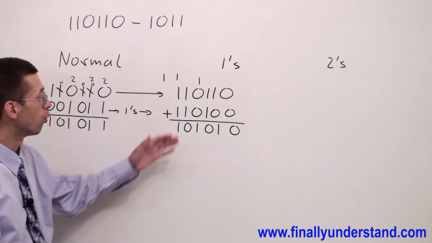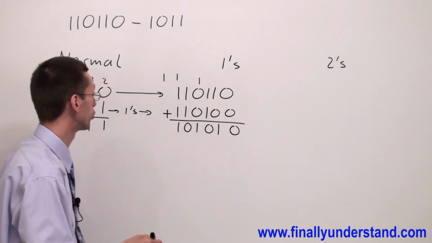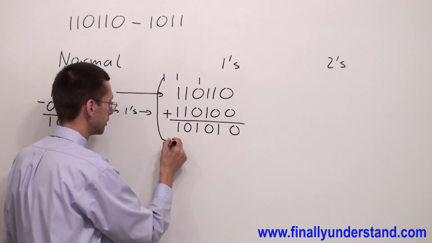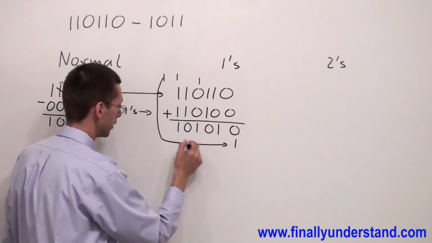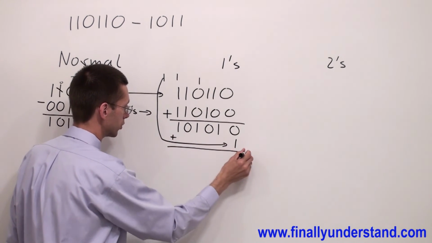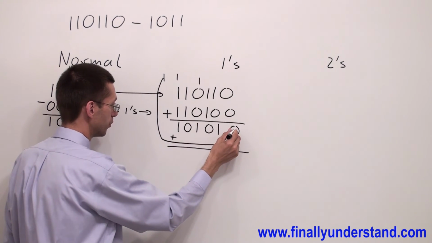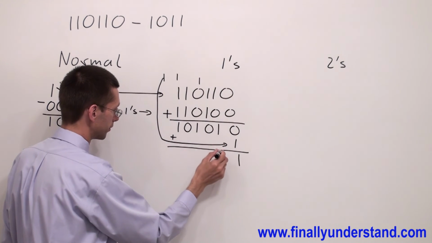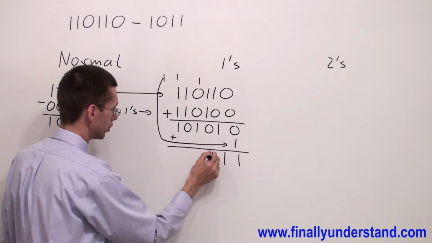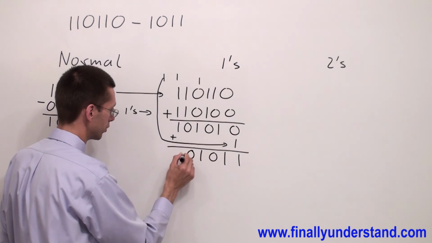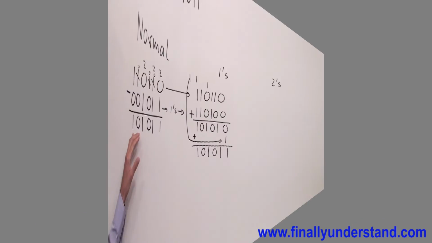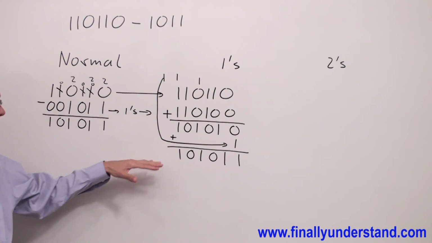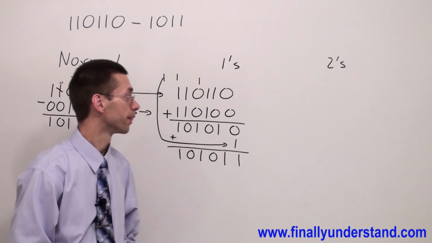Anytime we do 1's complements, we're supposed to bring this carry of 1 down and add it to our result. So I have 1 plus 0 gives me 1, and copy whatever is left. So I have 1, 0, 1, 0, 1. Please notice that our answers are the same. So far, we are doing a good job.